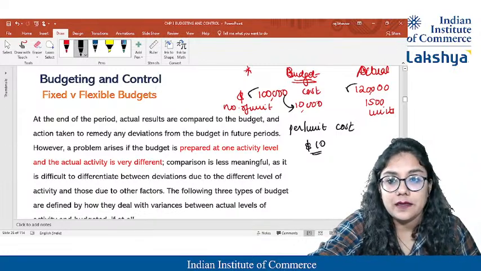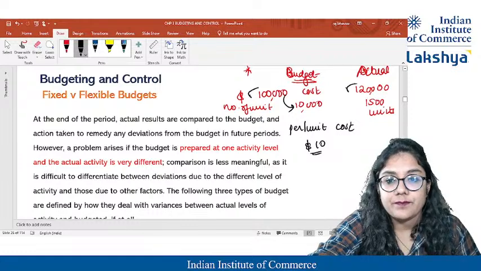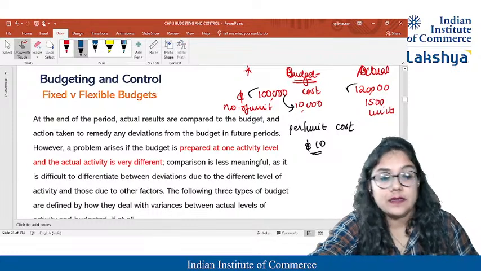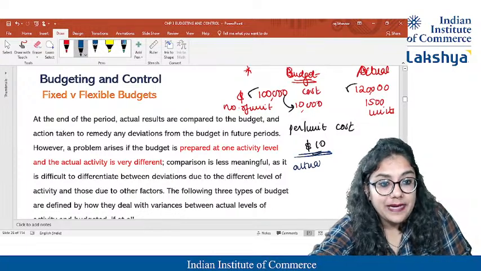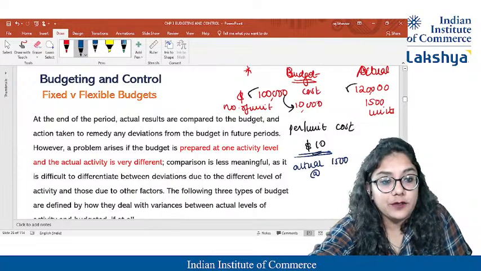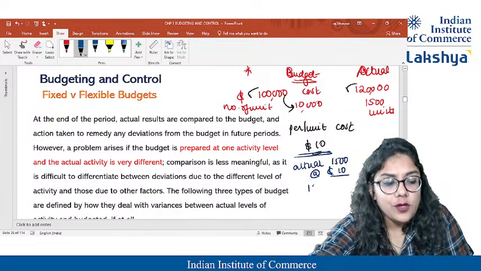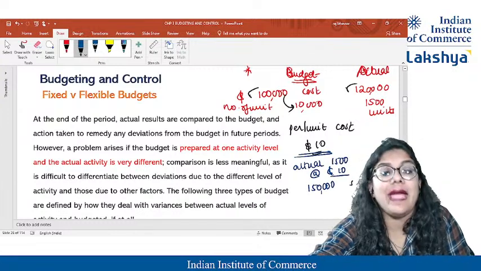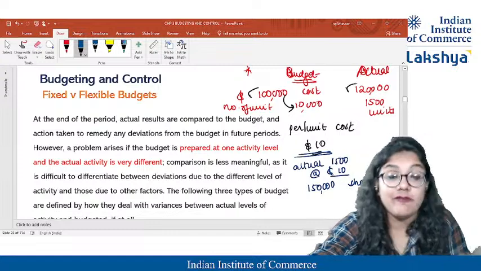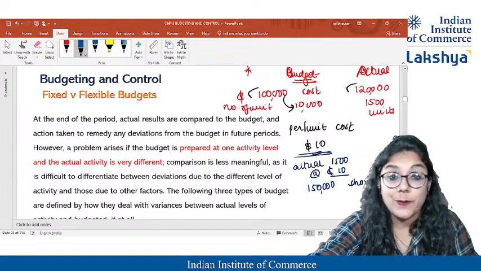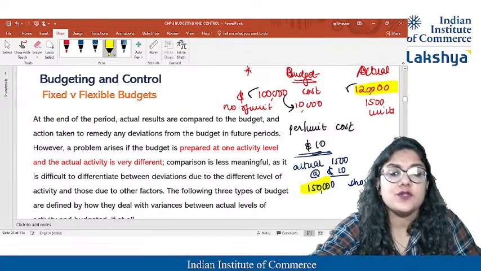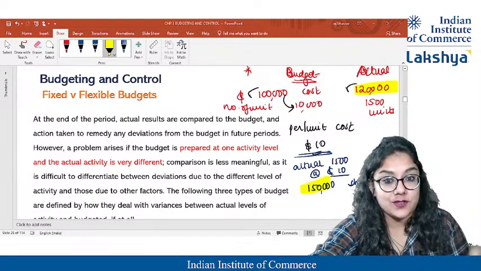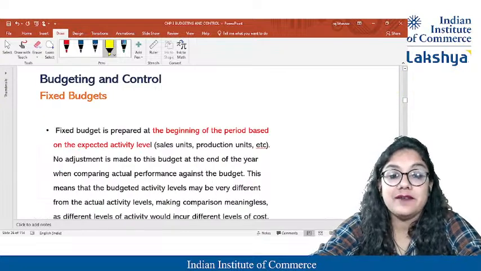Just try to analyze it over here. Actually, you made how many units? 1500 units at the rate of $10. So my total cost should have been 1 lakh 50. It's my revised cost. But what is my actual cost? Actual cost is only 1 lakh 20. So 1 lakh 20 versus 1 lakh 50, it's better that you reduced the cost. So that is the meaning of fixed and flexible costing.